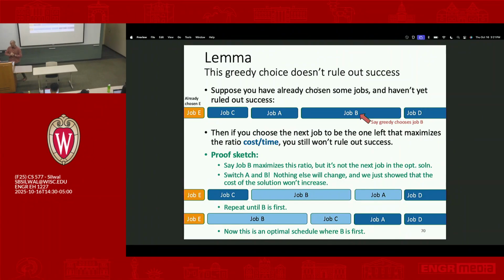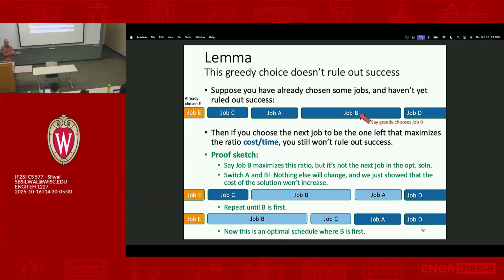Just to repeat, there could be many optimal solutions, right? They could look very different. This is like too many options. There could be many things that lead to the same value. So then I just pick one of them to follow, okay, one of them to track.